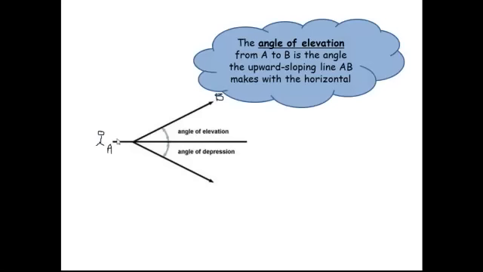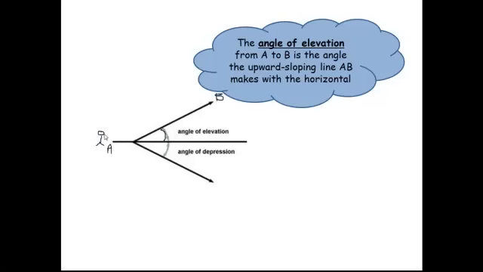So if you imagine that you were standing at this point here, so there you are, and you were looking upwards. Okay, so if you were looking up at something that was say over here, so say you were standing at point A and you were looking up at something at point B, that angle that your line of sight makes with the horizontal is called the angle of elevation. So here's the definition for you here. The angle of elevation from A to B is the angle the upward sloping line AB makes with the horizontal. So that's this angle here.